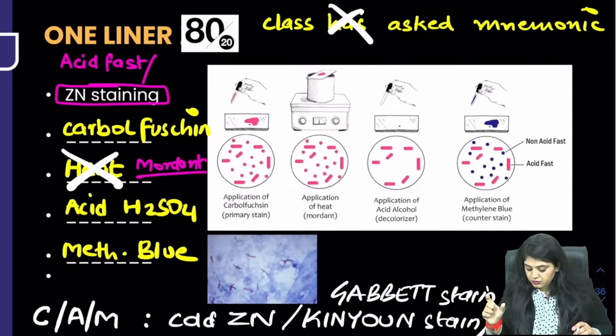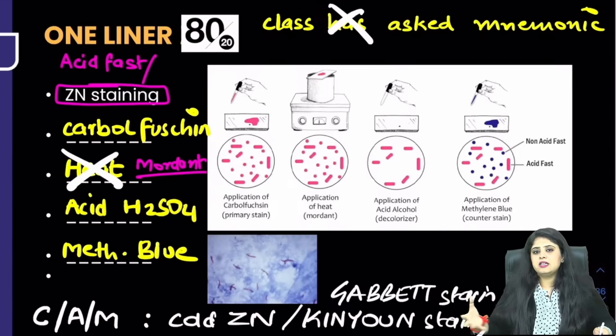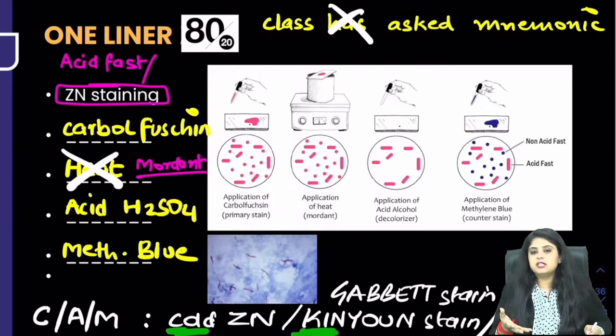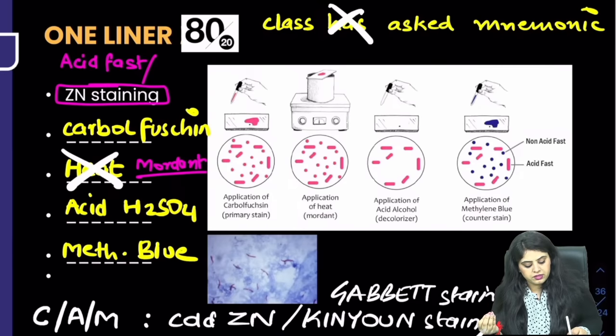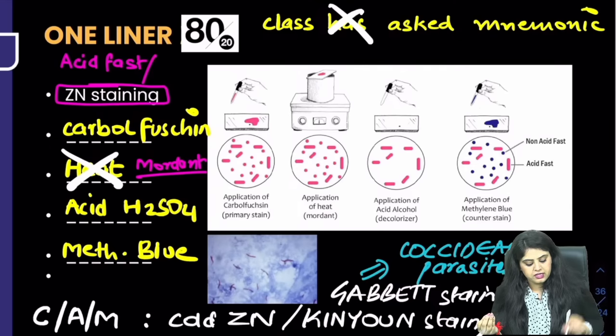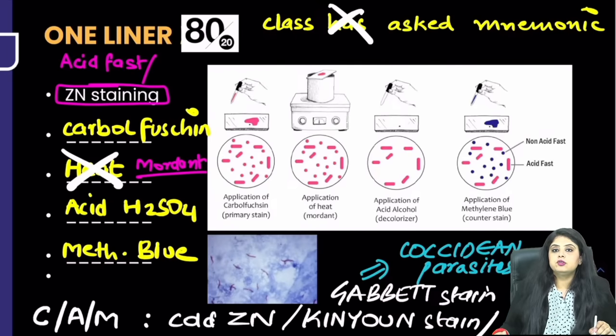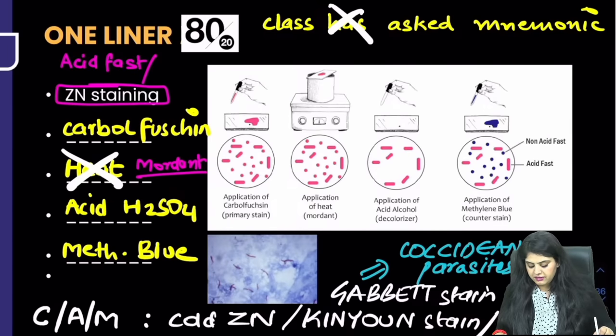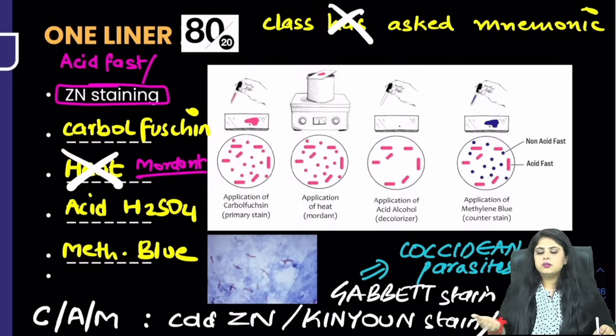But in which scenario do we use it? Ma'am, so many Ks, you used cold ZN stain, Kinyoun stain. So for which family do I use it in parasitology? We use it for the coccidian parasites, Cryptosporidium and Cyclospora, right? So for coccidian parasites, you're going to use the K-K-K cold stain. Everyone's okay with this?